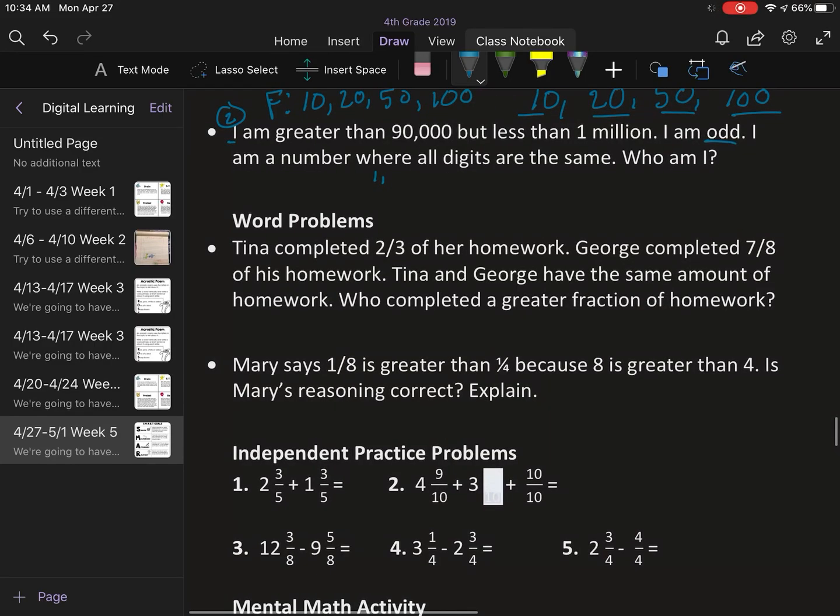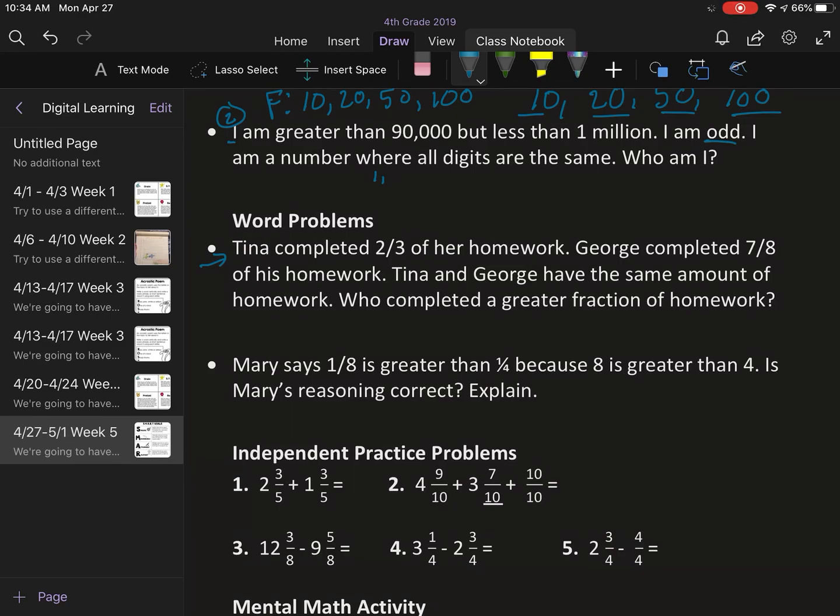So these are our 2-word problems for the week. So we have our first one right here talking about Tina. Tina completed 2/3 of her homework. George completed 7/8 of his homework. Tina and George had the same amount of homework. Who completed the greater fraction of homework?